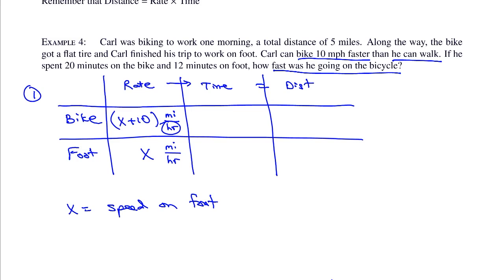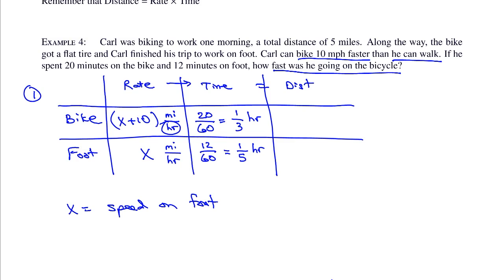It says that he spent 20 minutes on a bike. Well, that's in the form of minutes, so I need to change that. I know that there are 60 minutes in an hour, so 20 minutes is actually 20 over 60 hours, and I'll go ahead and simplify that while we're here. 20 over 60 is 1/3 of an hour, certainly, and the amount of time on foot was 12 minutes. I need to change that to hours as well. 12 divided by 60 is 1/5 of an hour.